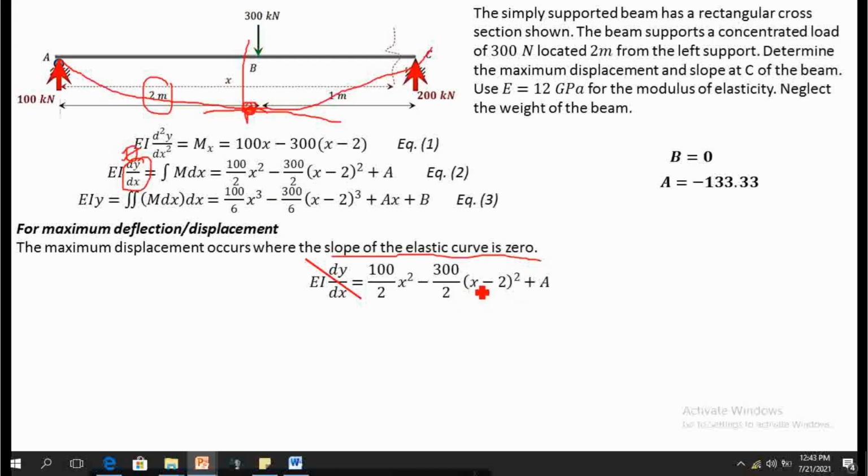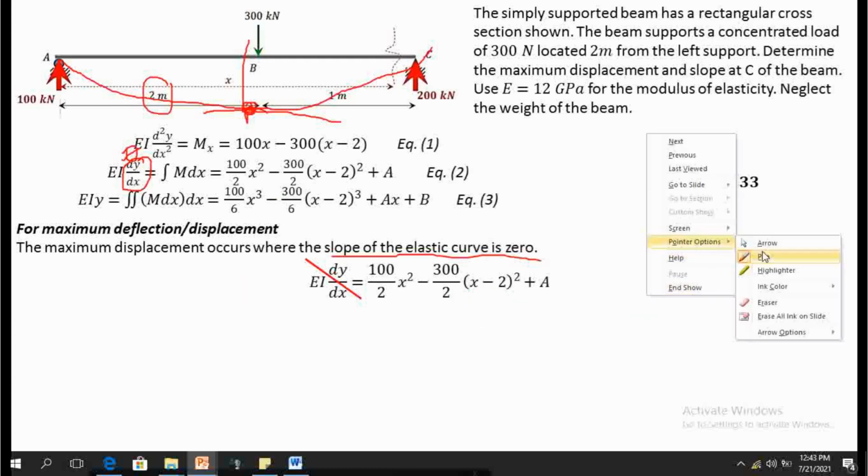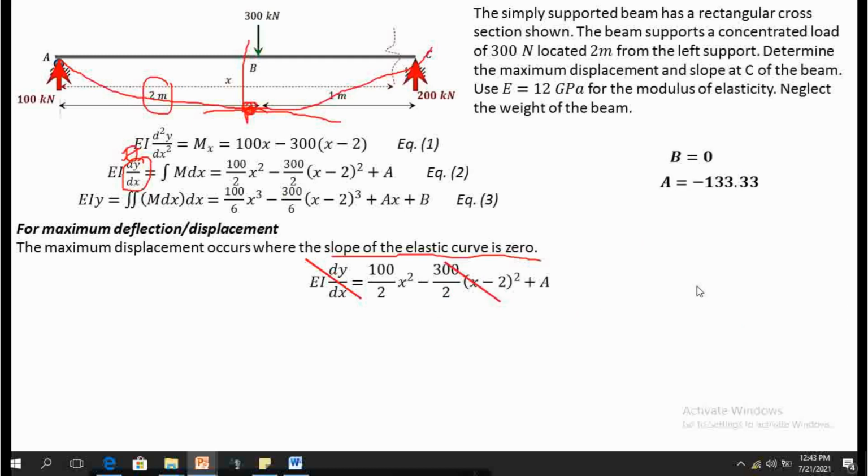Therefore, kapag lower than 2 meters, mai-ignore ngayon itong value na ito. Kasi, any value lower than 2, pag substitute ko siya dito, magiging negative. Tama? Kaya, I'm going to ignore that one. So, ganyan na lang yung maiiwang equation ko. Isa-substitute ko lang si A ng negative 133.33. The value of my x is 1.6333 meters. Ano tong x na to? Yan yung location ng ating maximum displacement.